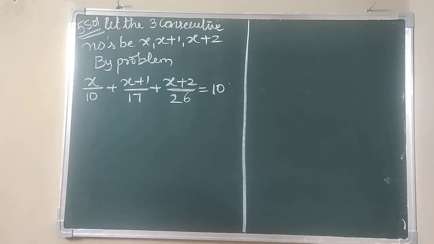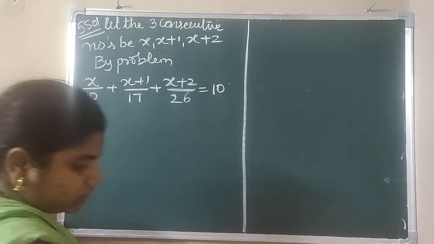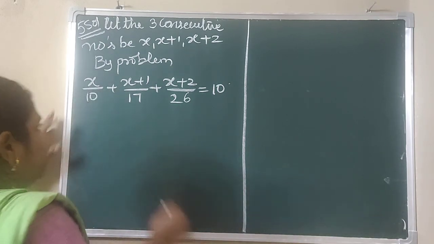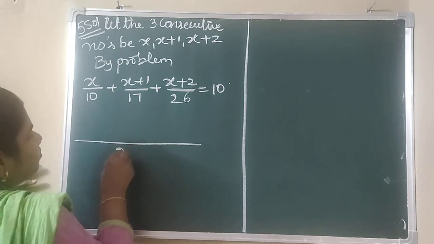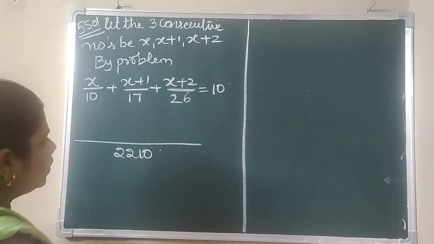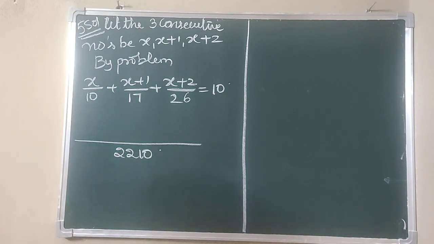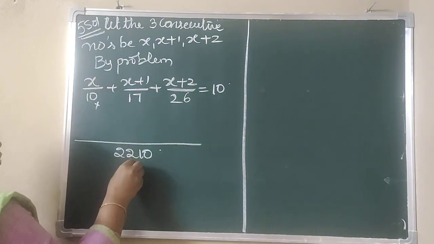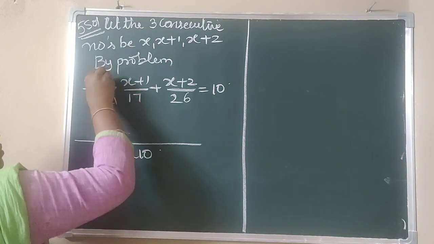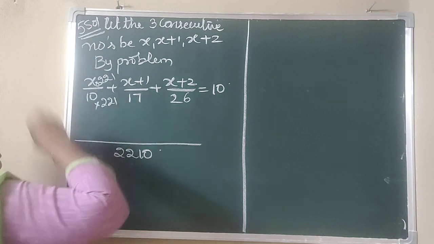So we have to take the LCM of 10, 17 and 26. The LCM of 10, 17 and 26 will be 2210. So for this 10, how much will you multiply to get 2210? That will be equal to 221. So you multiply the value in numerator and denominator.